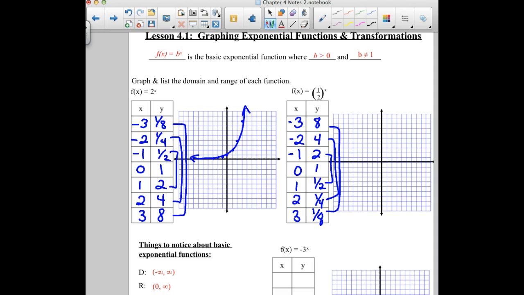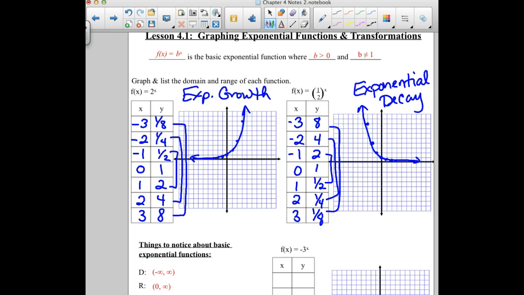So this time at -3, we are up here at +8. At -2, we are up at 4. -1 gives us a 2. 0 is 1. Over 1, up a 1/2. Over 2, up a 1/4. And over 3, up an 1/8. So same idea. This would be called exponential decay because it is coming down as we move to the right. The first one over here was an example of exponential growth.